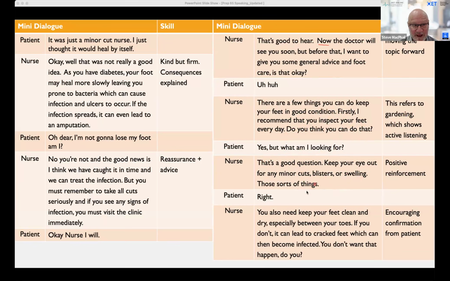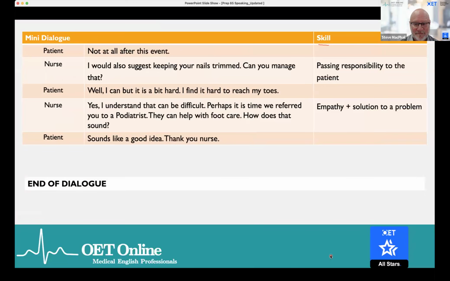More positive language. Right. You'll need to keep your feet clean and dry, especially between your toes. If you don't, it can lead to cracked feet, which can then become infected. You don't want that to happen, do you? Not at all. Nurse says, I would also suggest keeping your nails trimmed. Can you manage that? Well, I can, but it's a bit hard.